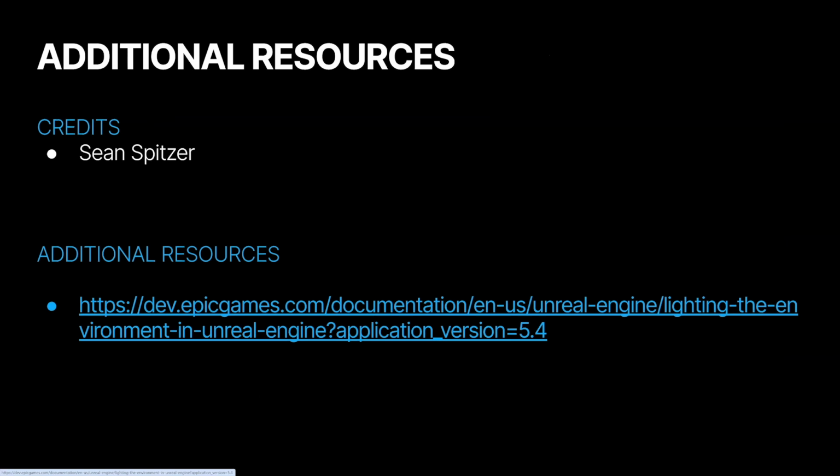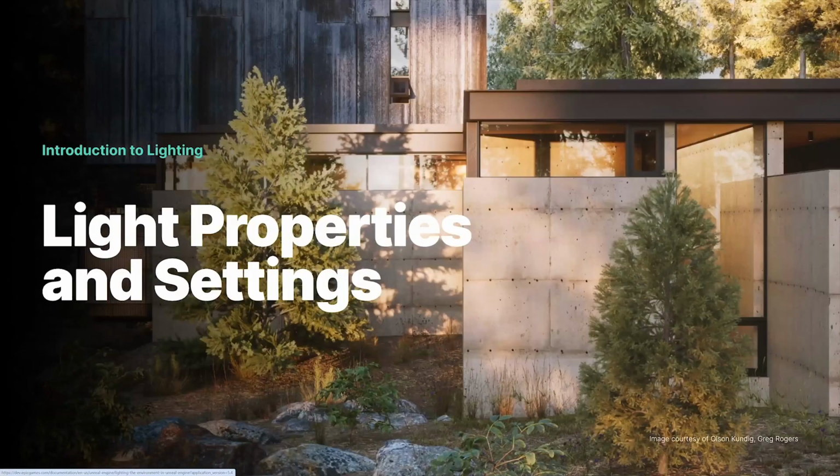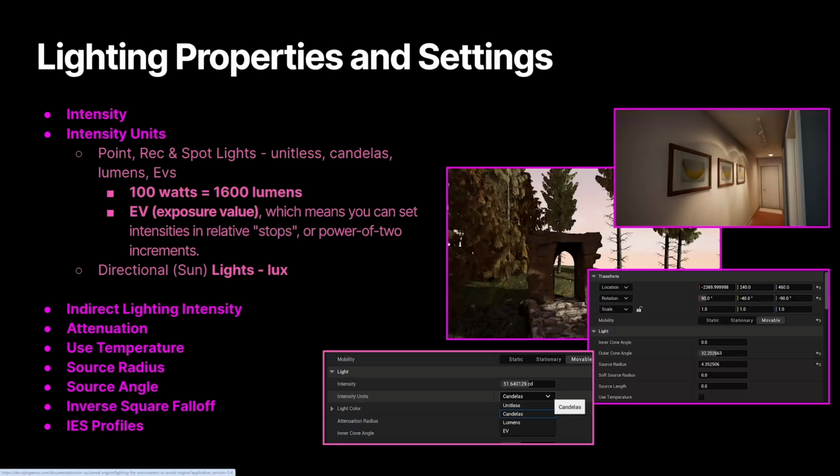Cool. Additional resources, a link there. Light properties and settings. So let's do some playing with some things, and we're going to take a look at setting up Lumen in general. You can see some of the things we have to deal with in Lumen when you use even a spotlight. We have indirect light intensity, attenuation, use temperature, source radius, source angle, inverse square falloff, and IES profiles. And I'm going to talk a bit about what those mean exactly because it seems weird.